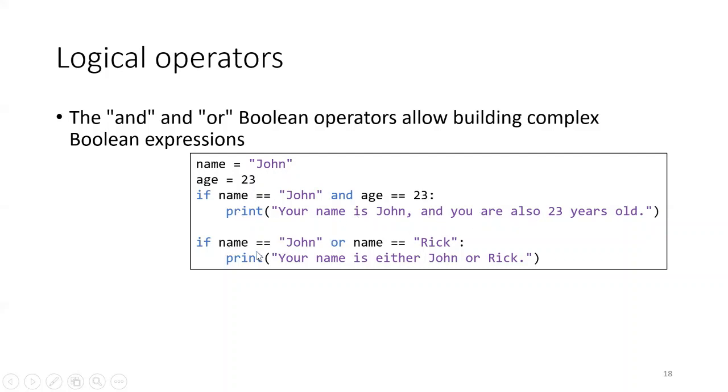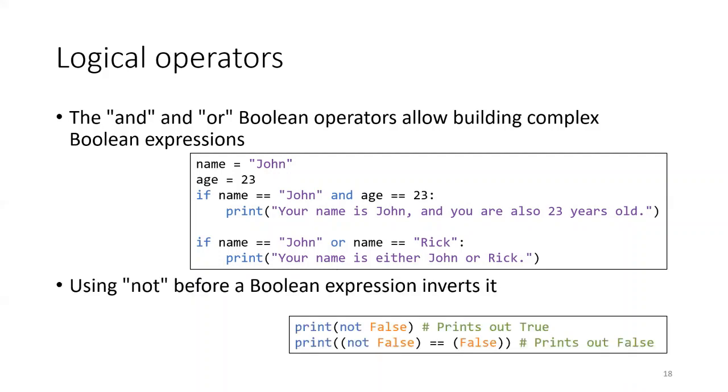And in the next condition, we want to see whether or not name is equal to John or name is equal to Rick. So as soon as only one of them holds, this if condition will return true, and the code inside it will be executed. We can even have not to inverse a condition. Inversing true will be false, and inversing false will be true.